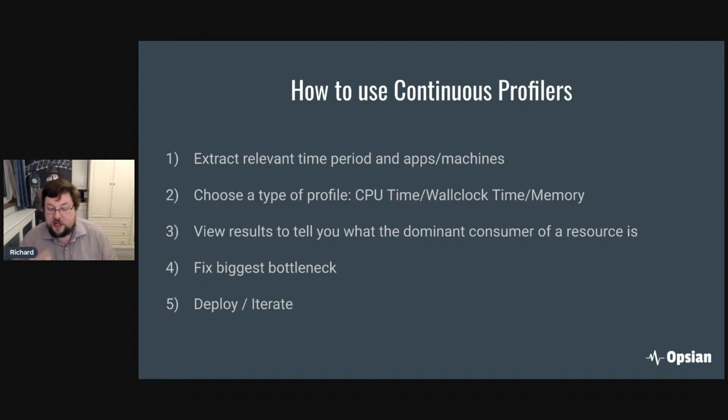Well, looking at a relevant time period and applications or machines where you have a performance problem, you have slow queries, unhappy users, something like that. Choosing a type of CPU profile. So profilers can measure different things like CPU time, wall clock time, memory. We'll look at the difference between CPU and wall clock in a second. Look at the results to find the dominant consumer of the resource. So that's like, what is the biggest bottleneck in your system that the profile is telling you? Fix that, deploy and iterate rapidly. Now, the temptation is often to try and fix as many problems as you possibly can in one iteration. It's often best to try and just fix the biggest bottleneck, keep things simple, because fixing bottlenecks can move and shift the bottleneck around.